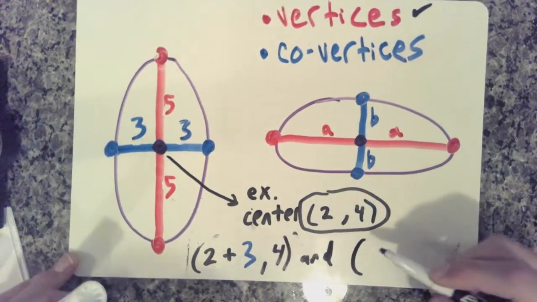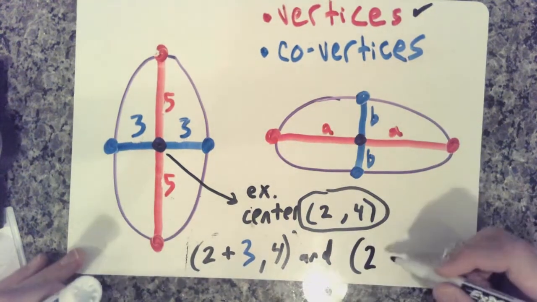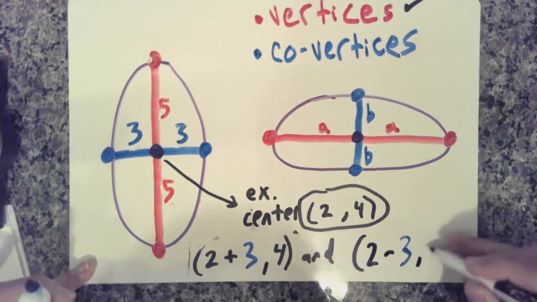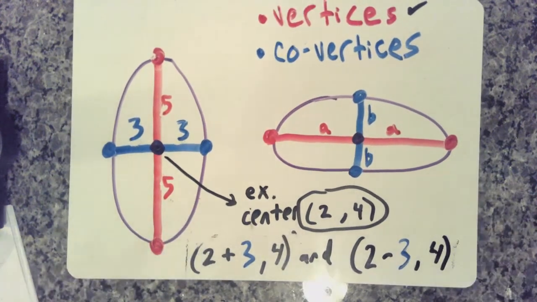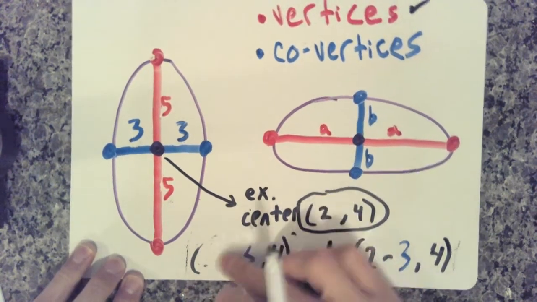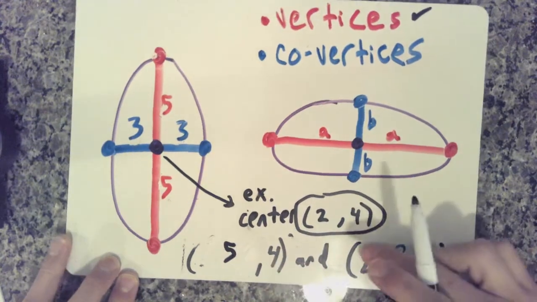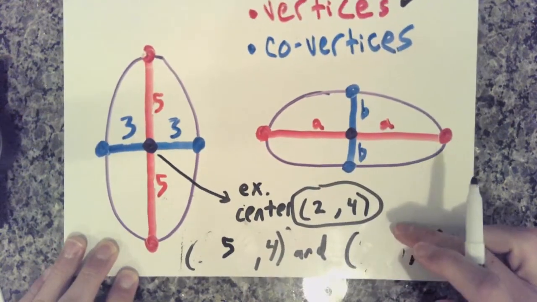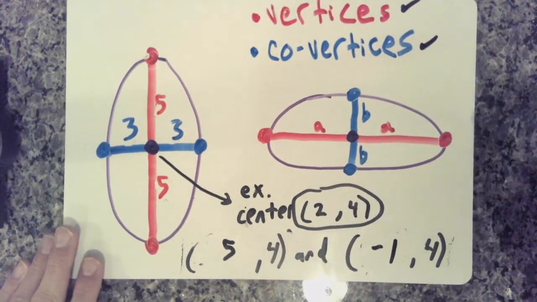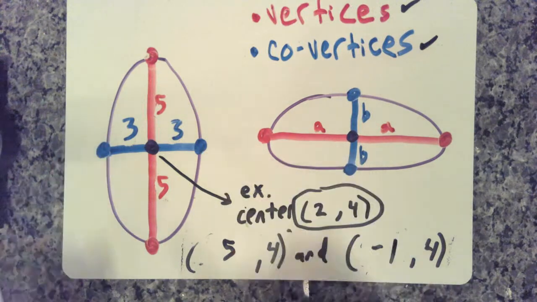Then we've also got 2, and we've got to subtract 3. So minus the 3, and my Y value would stay the same. Now we've just got to evaluate these. We've got 2 plus 3 on the bottom here, so that'll get me 5, 4, and then this will get me -1, 4. That takes care of the co-vertices. So we did these 2 right here. That's it for vertices and co-vertices.